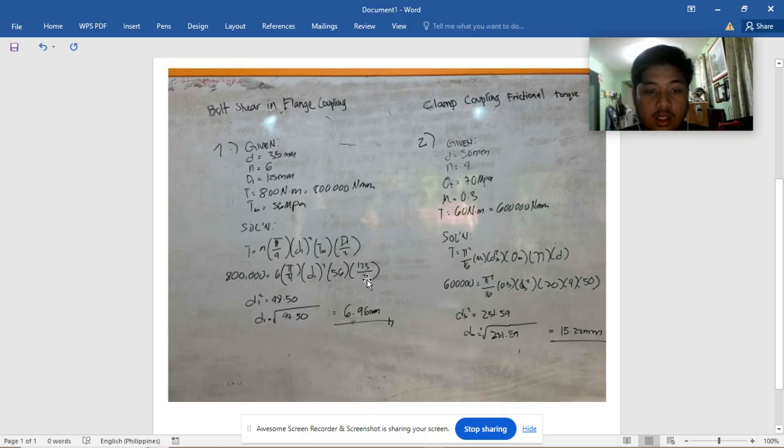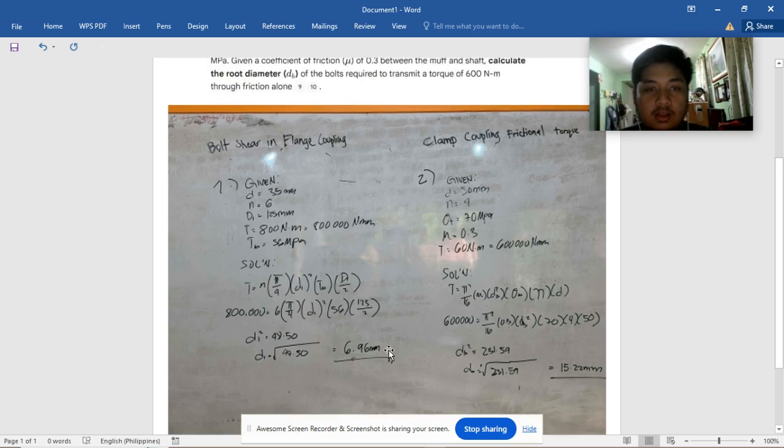So again, if you solve it, you'll have D1 squared is equal to 48.50. To remove the square, we need to put a square root. So D1 is equal to square root of 48.50 and you'll have the final answer 6.96 millimeter.